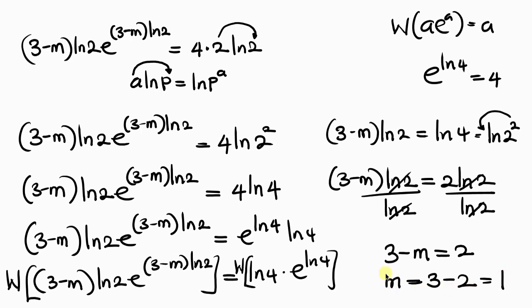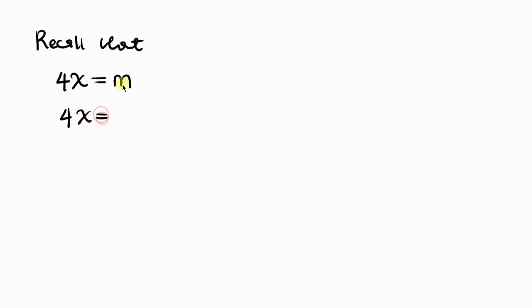But we are actually looking for the value of x. Remember from our substitution, let me write recall here, that we said let 4x be equal to m. So that means 4x will be equal to the value of m we've got, which is 1. So divide both sides by 4 so we can get the value of x. You notice this 4 cancels out, leaving behind x to be 1 over 4. And there you have it.